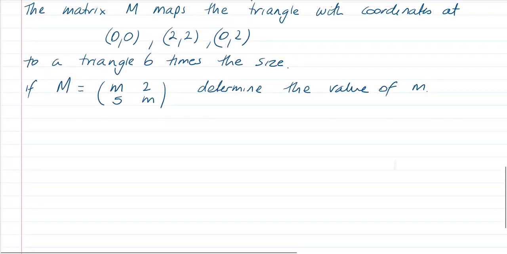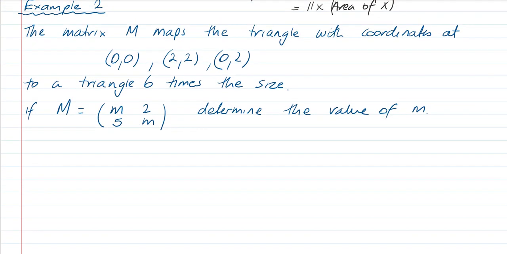Let's have a look at a second example, and this is a lot more common. This rule seems to pop up occasionally, just rarely, but occasionally, where you can use it quite quickly, maybe a multiple choice or a simple familiar. The matrix M maps the triangle with coordinates that to a triangle 6 times as large. So it's important here that you're given coordinates, you're given the word maps, and you're given some notation for coordinates for matrices. It can be a bit confusing, but it doesn't need to be.